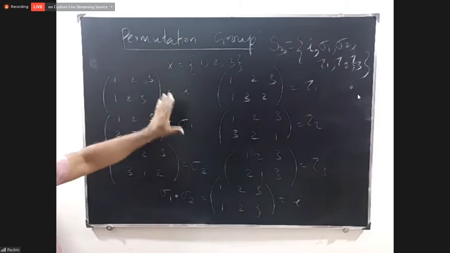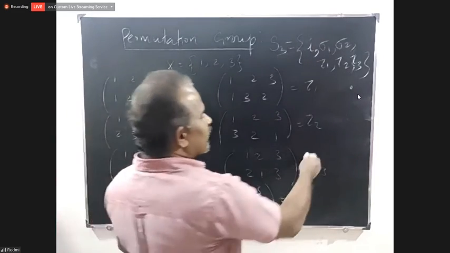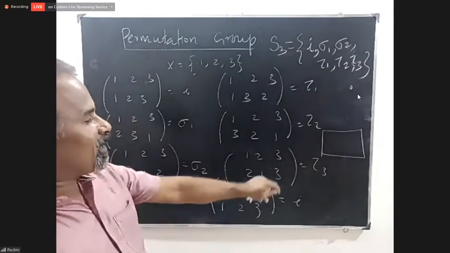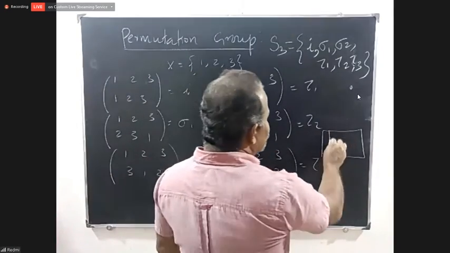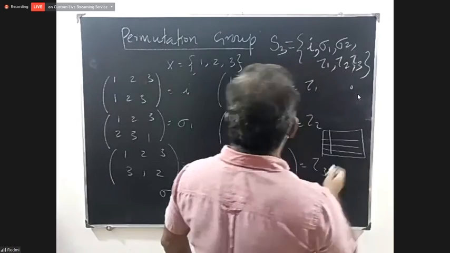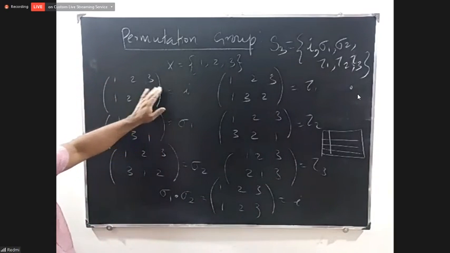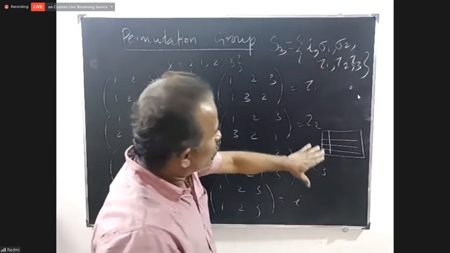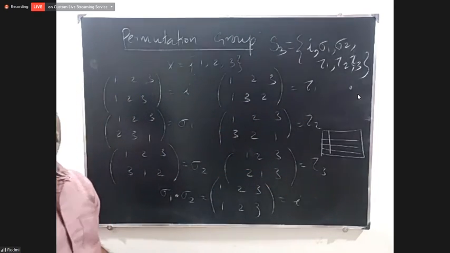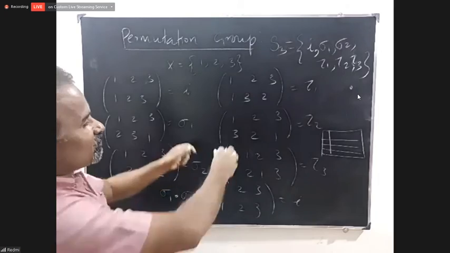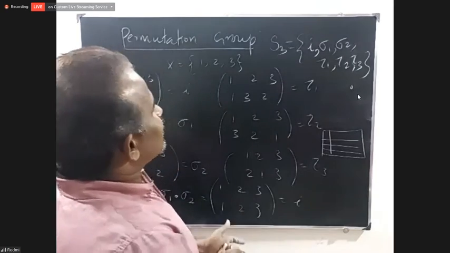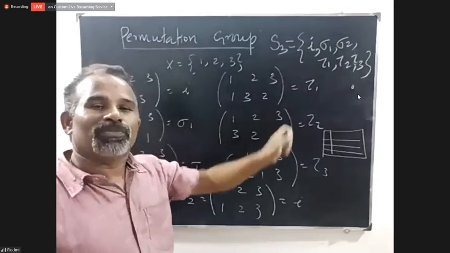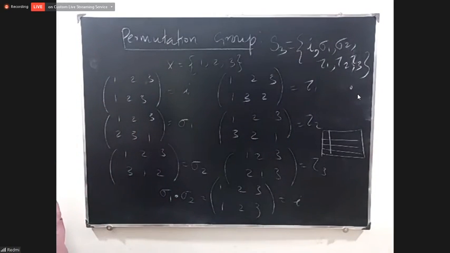If you multiply all those things, you will get a multiplication table, in which you can check one by one. You can check the inverse of sigma 1, the inverse of sigma 2, tau 1, tau 2, tau 3, and so on. So this is a very interesting group. This is also a cyclic group.